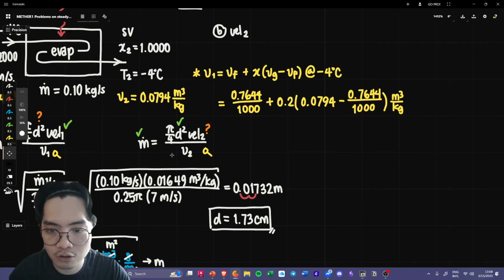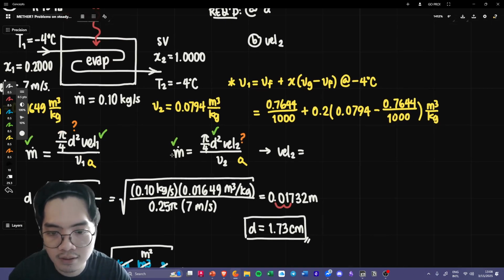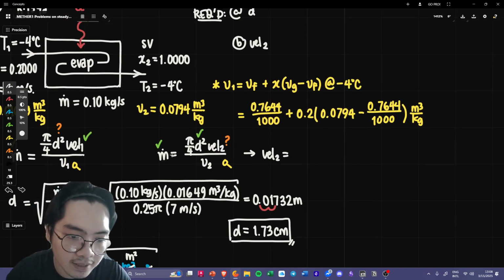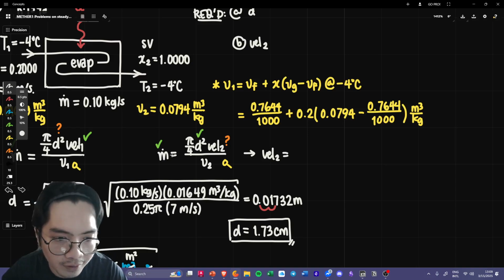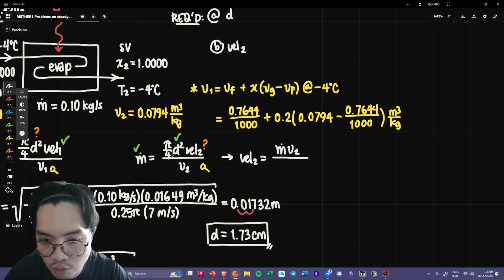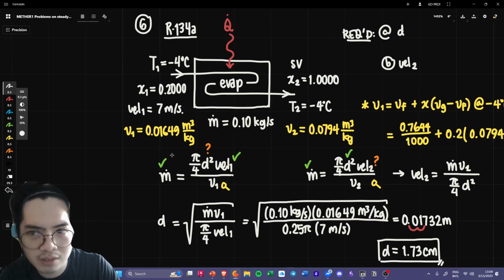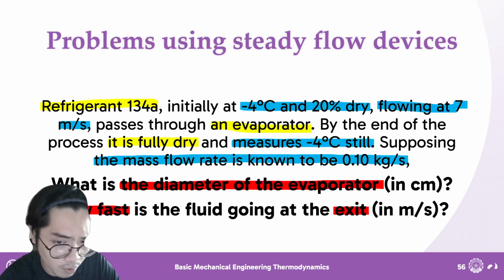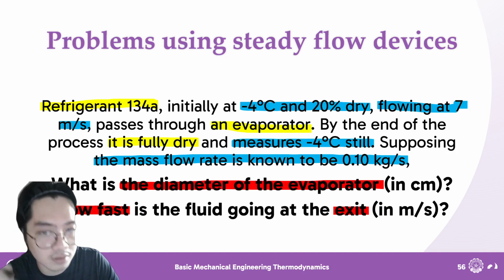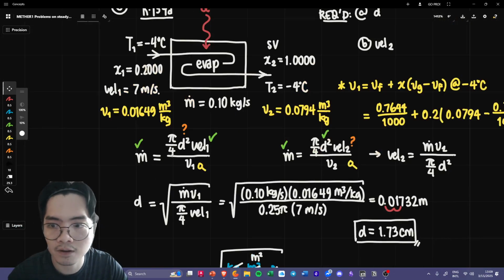Vel2 now becomes, if we just separate everything again, you turn the denominators up and then you turn the numerators down. m dot V2 all over pi over 4 d squared. The thing about an evaporator is that you might be wondering, what does that mean? The diameter of the evaporator before or after? The thing about these evaporators, these condensers, is that they're supposed to have constant diameter. I suppose that needs to be said.